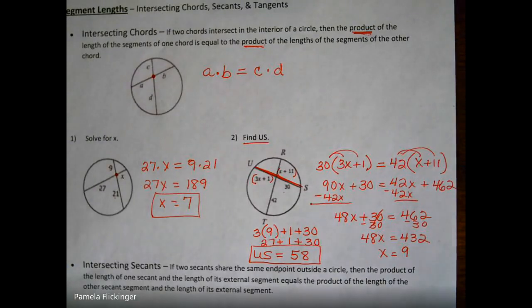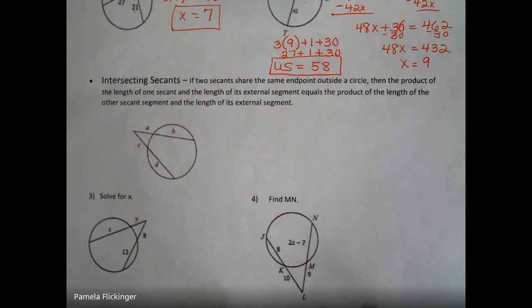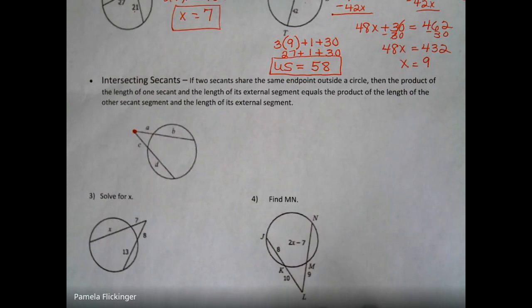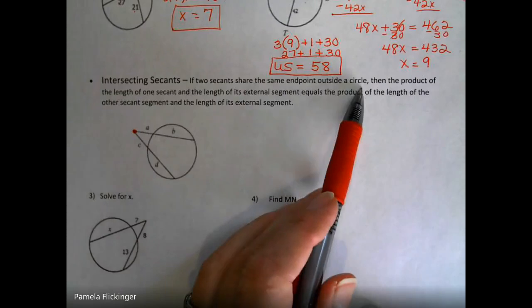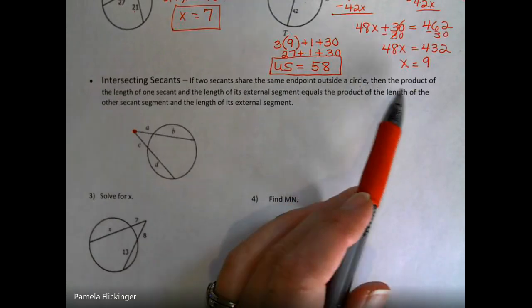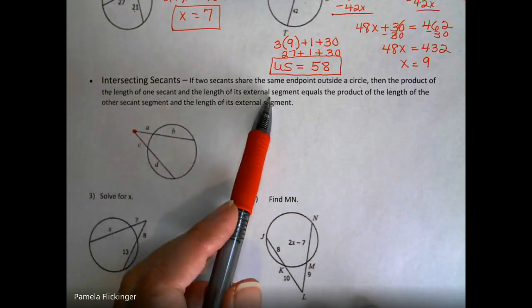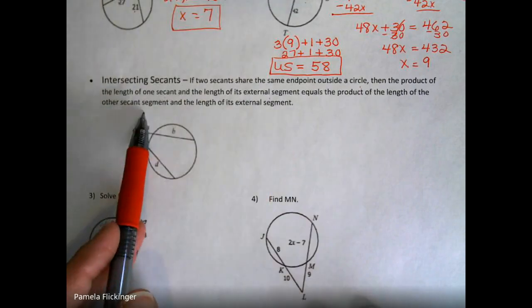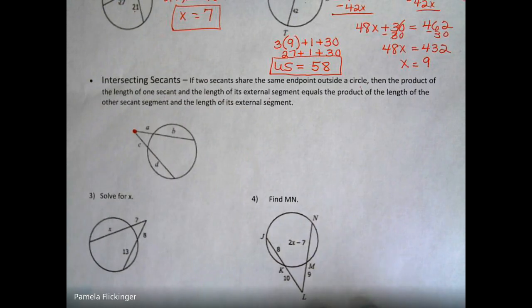Intersecting secants. All right. Now notice intersecting secants, and secants go through your circle twice, are going to intersect outside the circle. The rule says if two secants share the same endpoint outside a circle, then the product of the length of one secant and the length of its external segment will equal the product of the length of the other secant segment and its external segment. In other words, let's take a look.